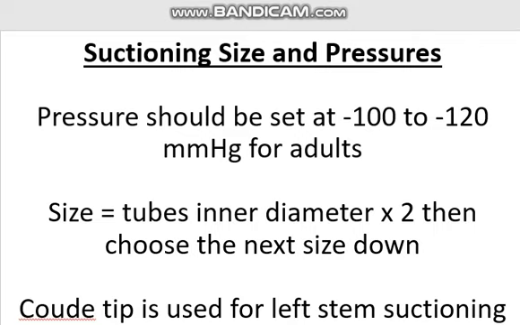Suctioning size and pressures. Pressure should be set at -100 to -200 mm of mercury for adults. The size equals the tube's inner diameter multiplied by 2, then choose the next size down. Also the coudé tip is used for left stem suctioning.